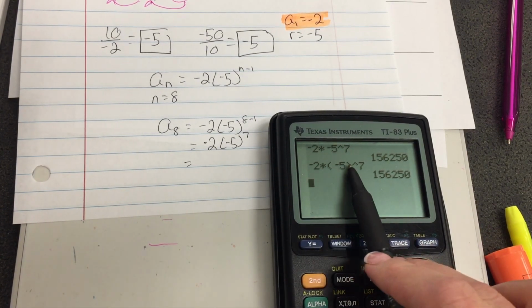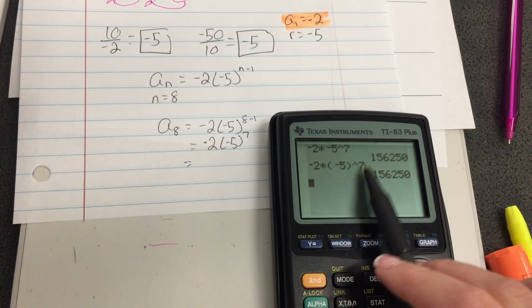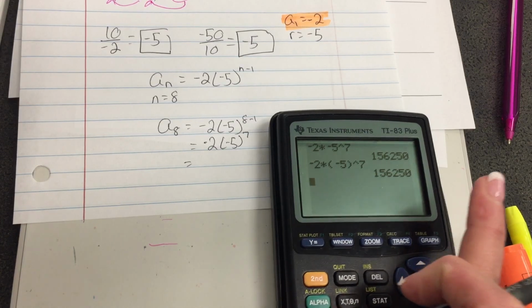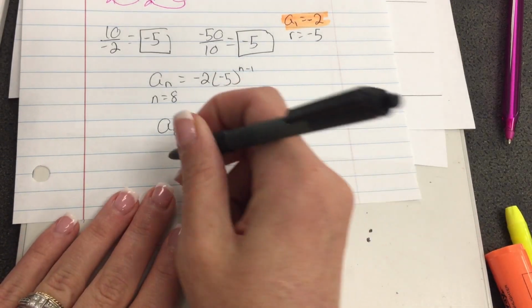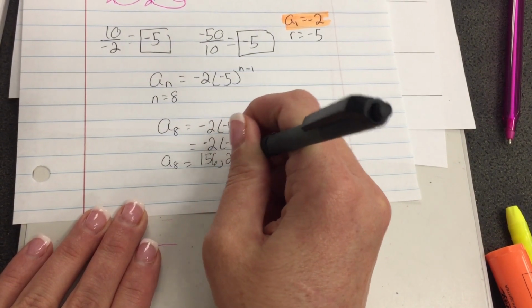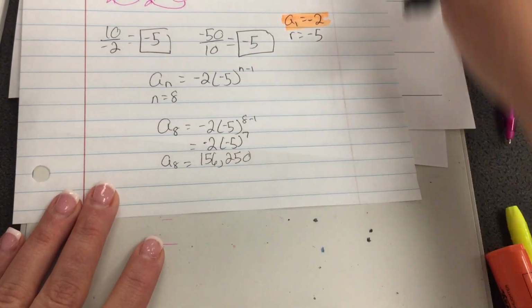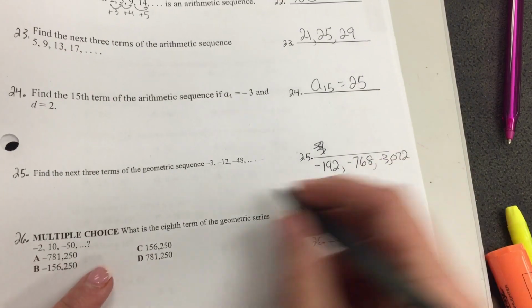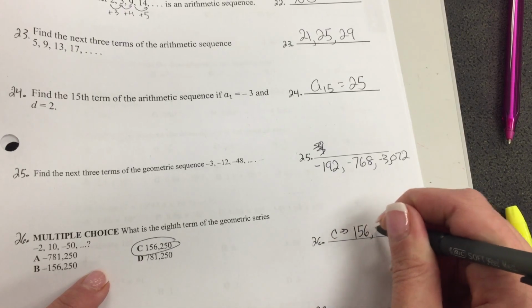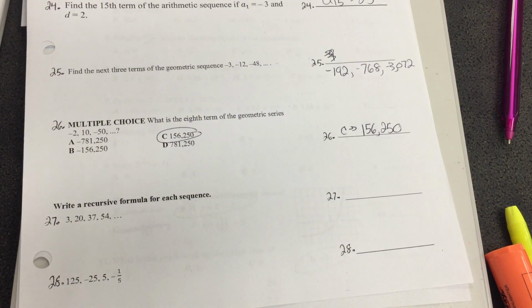But still put it in your calculator like this instead of like this, just in case this is an even number. That's going to make that a positive instead of a negative. All right. So a_8 is 156,250. Let's write that down. Number 26, the answer is actually C here: 156,250. All right. Last two problems. Let's finish this up.